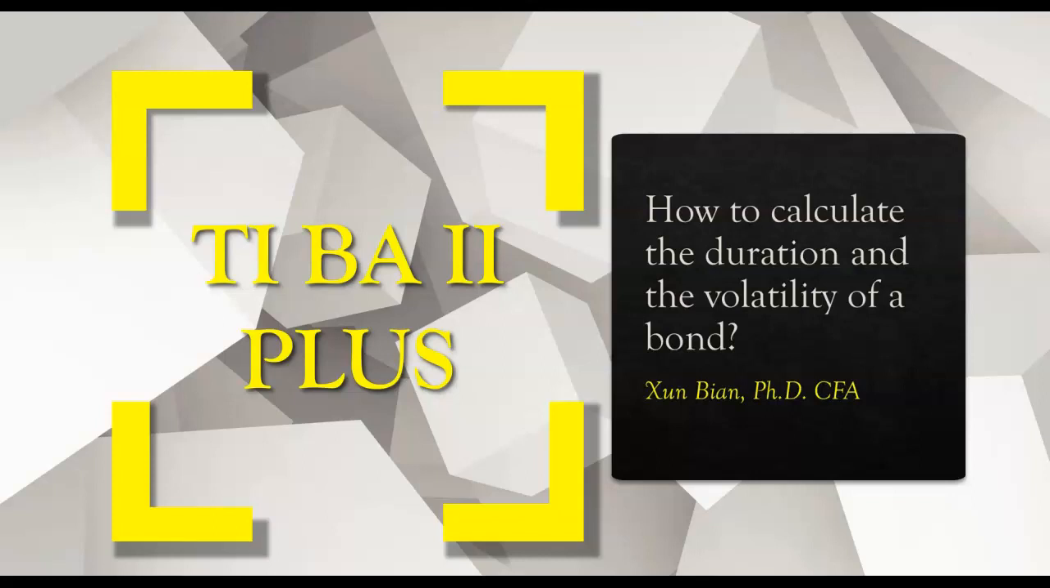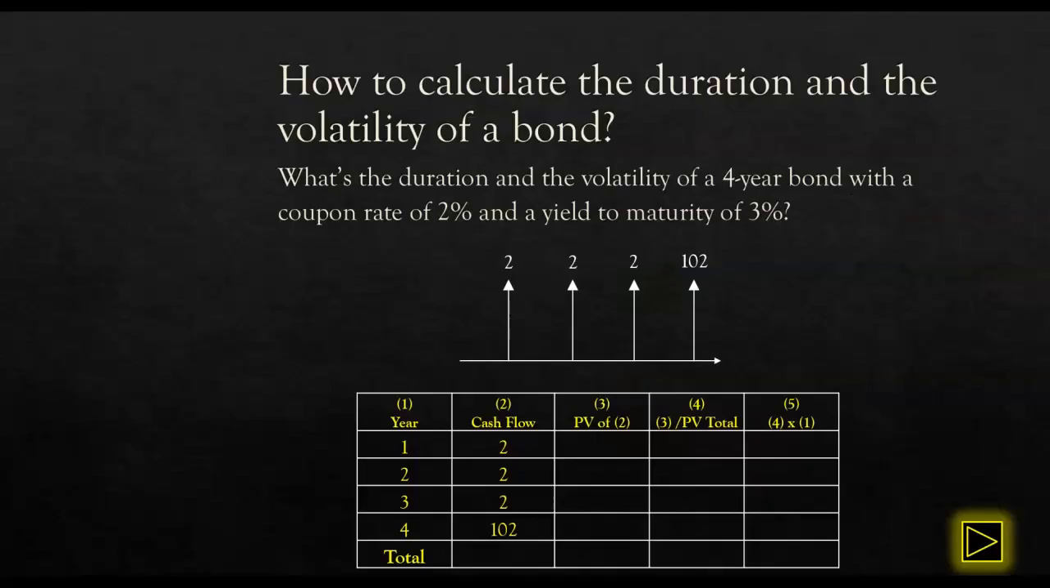But unfortunately, if you have to use the TI BA II Plus, you should actually be able to use the method that I will be discussing here to run the calculation. So the question that I want to go over here to demonstrate how to run the calculations is this one. We ask the question, what is the duration and the volatility of a 4-year bond with a coupon rate of 2% and a yield to maturity of 3%?